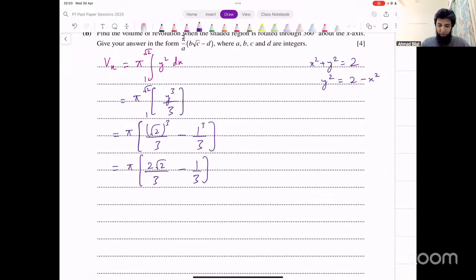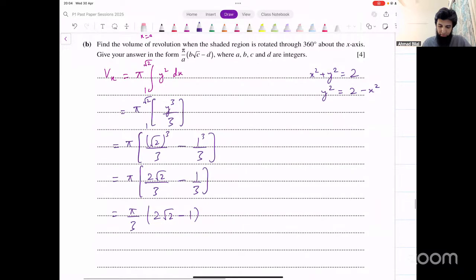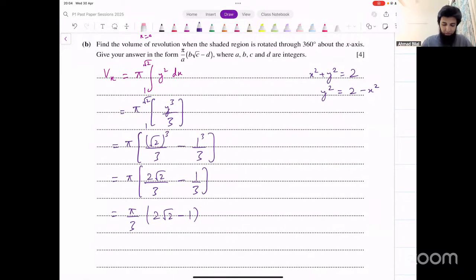They want pi over some number common outside. So we can take 3 common from the denominator. So we have pi over 3, and then inside we're left with 2 under root 2 minus 1. Is that okay? Although, there seems to be some problem. Okay, I'm sorry. What am I doing? What have I done here?